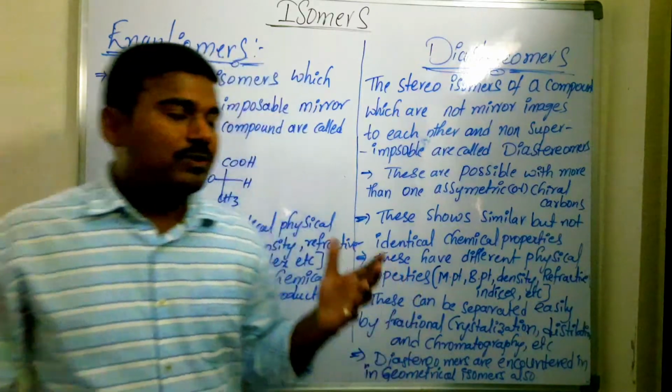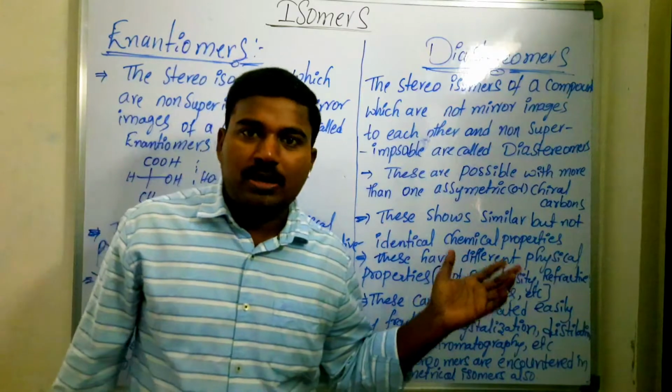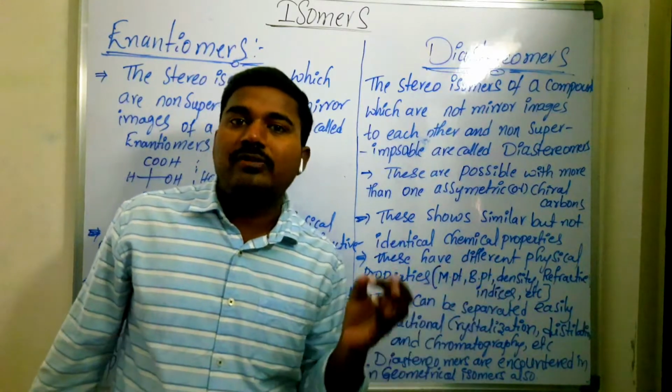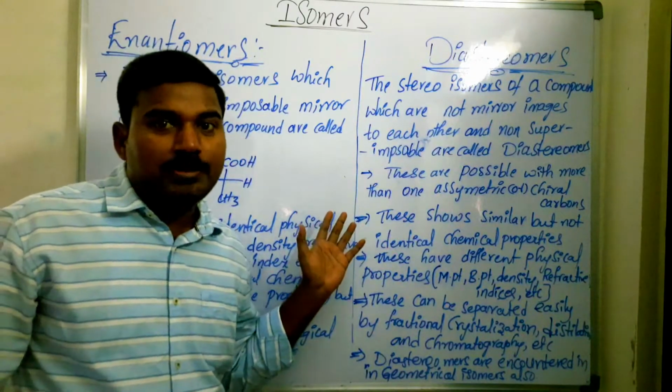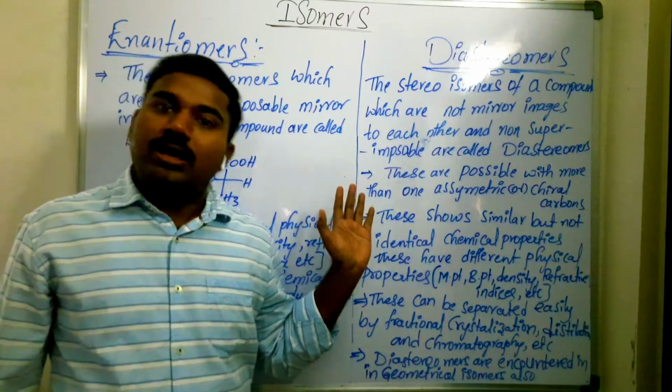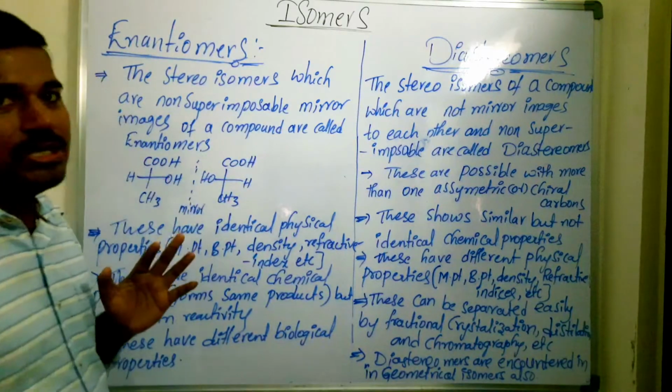Now, which of these enantiomers are optically active? And most of the diastereomers are also optically active, which do not have any symmetry elements. So for enantiomers also, if a symmetry element is there, they are not optically active compounds. Now we are going to see what is meant by enantiomers.